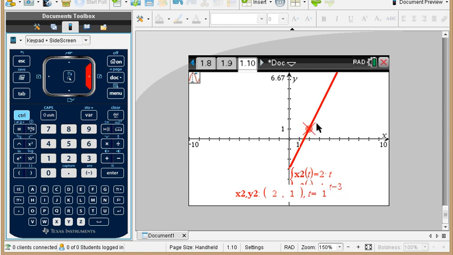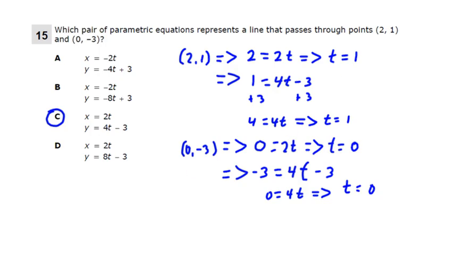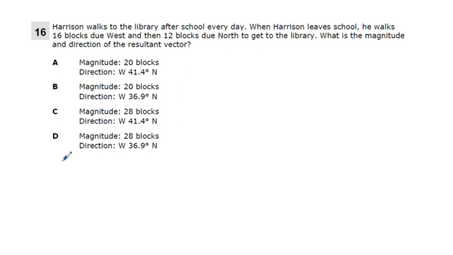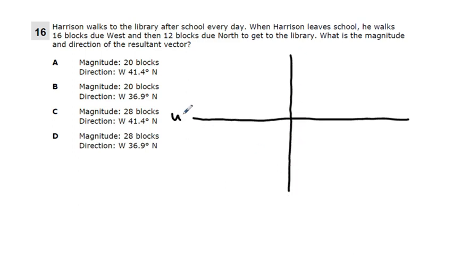Next, 16. Harrison walks to the library after school every day. When Harrison leaves school, he walks 16 blocks due west. So if we want to just write it out, that's the way I like to do it. West is over this direction, and so he goes 16 blocks west, and then toward the north he goes up 12 blocks.